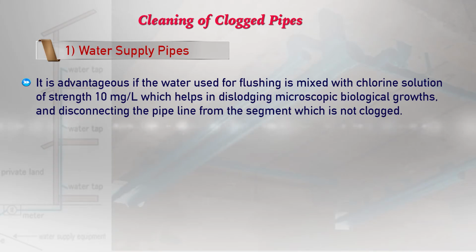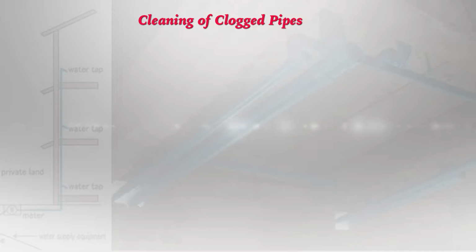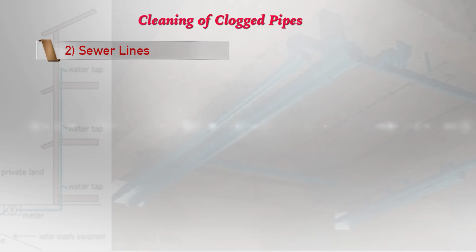It is advantageous if the water used for flushing is mixed with chlorine solution of strength 10 milligram per liter. It helps in dislodging the microscopic biological growths and disconnecting the pipeline from the segment which is not clogged. So this way we can clean the clogged water pipelines. Now we move to sewer lines.